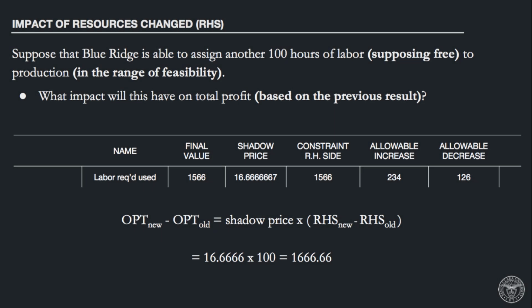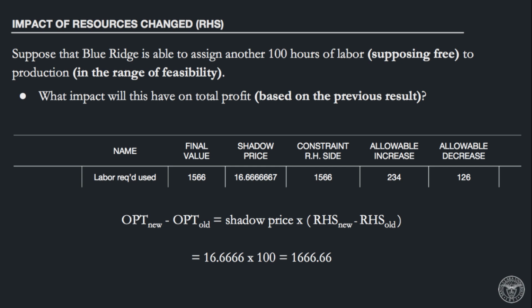Based on the sensitivity table of the range of feasibility, we can do some further computation. Suppose Blue Ridge is able to assign another 100 hours of labor, and currently we suppose they are free. How would that change impact the total profit? From the previous slides, we know that the change of the optimal value will be equal to the shadow price times the right-hand side value change.